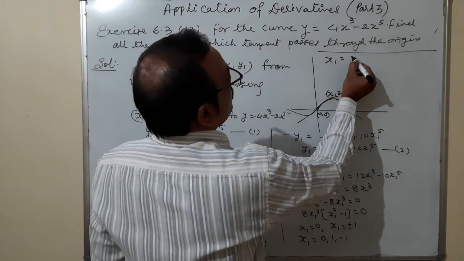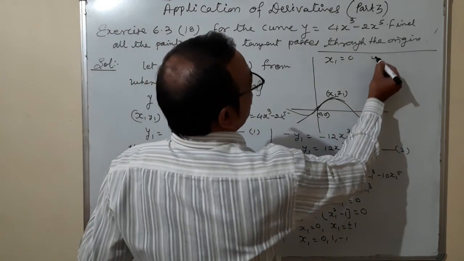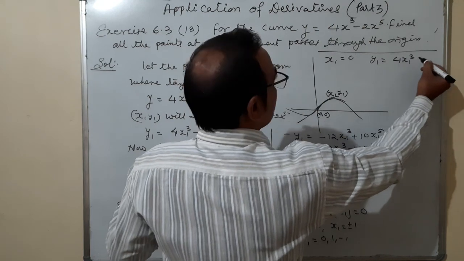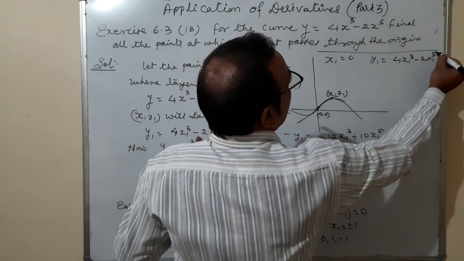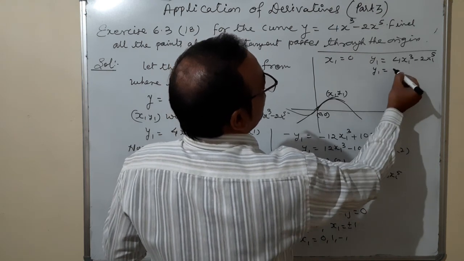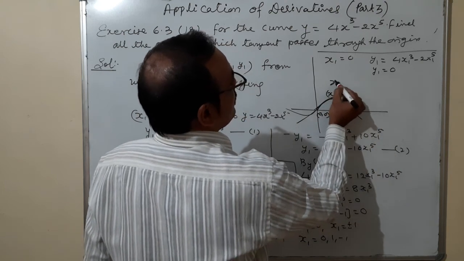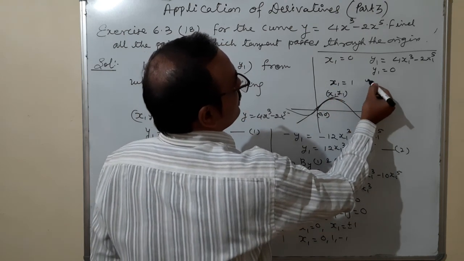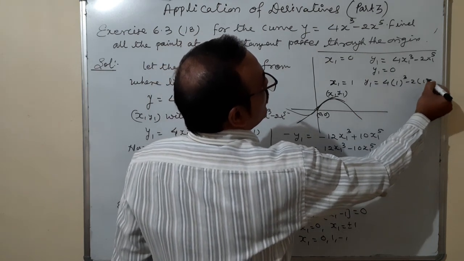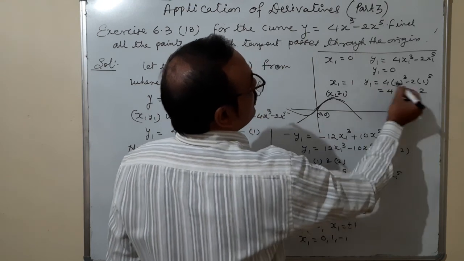x1 is equal to 0. Then y1 is equal to 4x1 cube minus 2x1 to the power 5. So when I put x1 is equal to 0, then y1 is equal to 0 minus 0, 0. Okay, number 1. So 1 point is 0, 0. Second, x1 is equal to plus 1. Then y1 is equal to 4, 1 cube minus 2, 1 to the power 5. 4 minus 2, it is 2, so 1, 2.